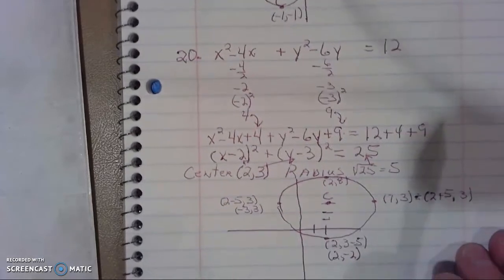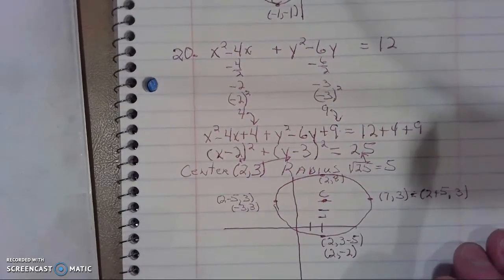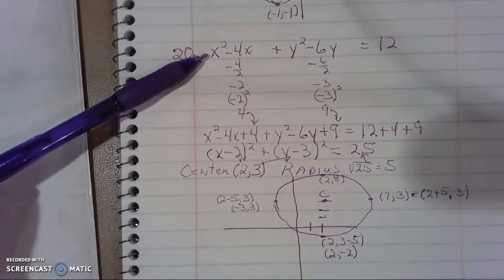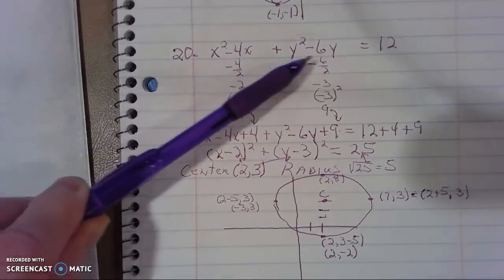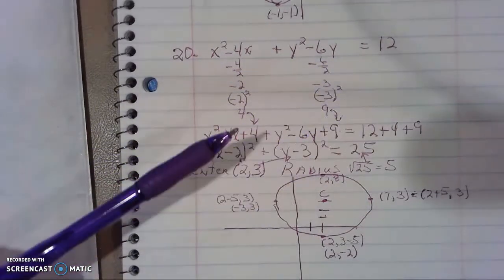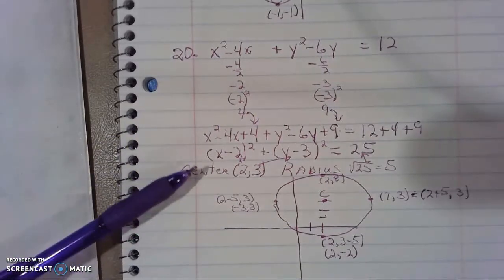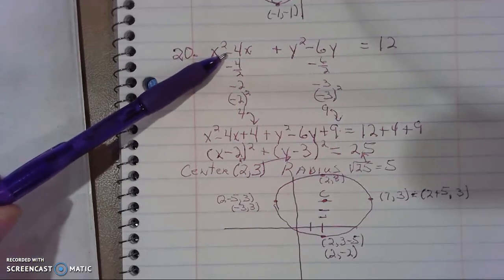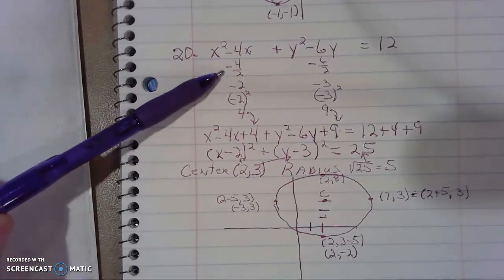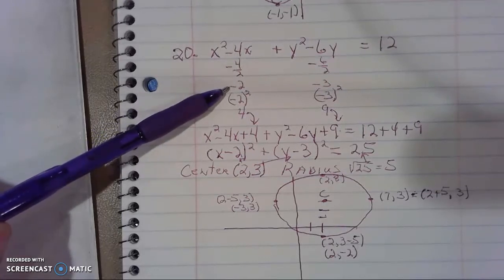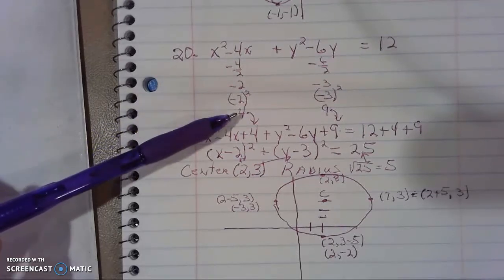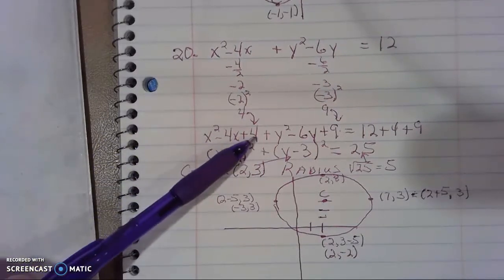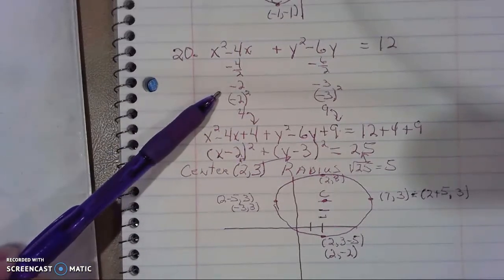The next one will be the last circle we do. We will skip the other two, but we need to get this circle, x squared minus 4x plus y squared minus 6y equals 12 into standard form of our circle, which is shown down here. What you do is you take half of the number next to the x, negative 4 divided by 2 is negative 2. Square that, that's 4. We put the 4 with x squared minus 4x plus 4. That's called completing the square.